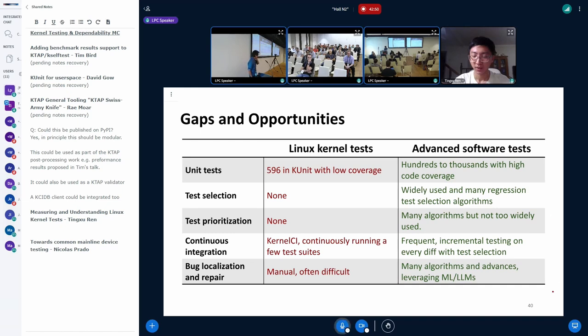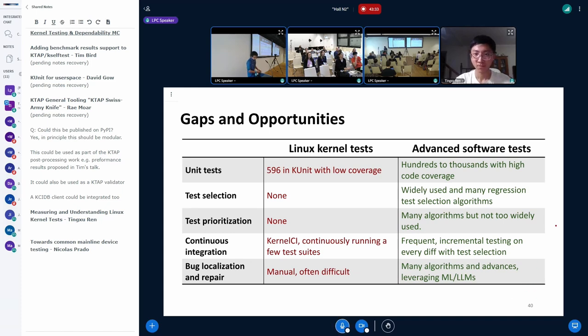Tingxu mentioned, Darko cannot make it here. He was actually at an academic conference, also in Vienna, at the same time, about software testing. And I sneaked into the conference last night, and they were all talking about very fancy things, right? They're talking about continuous integration, and huge high-coverage test suites. For every single change, you have very fancy test selection and test prioritization techniques. You can even use large language models to generate some test code and boost code coverage. And if you look at the kernel land, we don't really have too much of that.